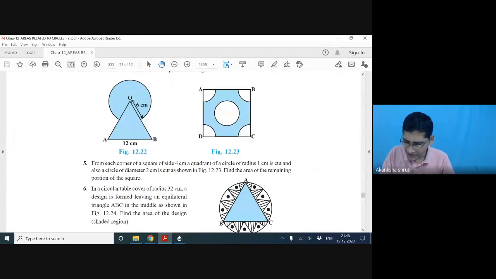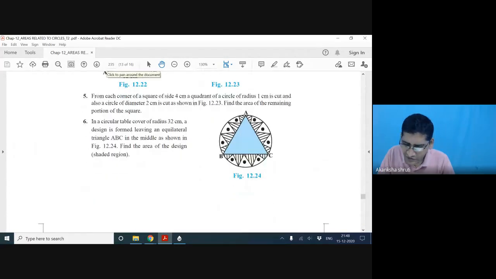Students, let us go for question number 6 also. In a circular table cover of radius, means the radius of the entire circle in the figure 12.24, is given as 32 centimeter. A design is formed leaving an equilateral triangle ABC in the middle as shown in the figure. Find the area of the design.